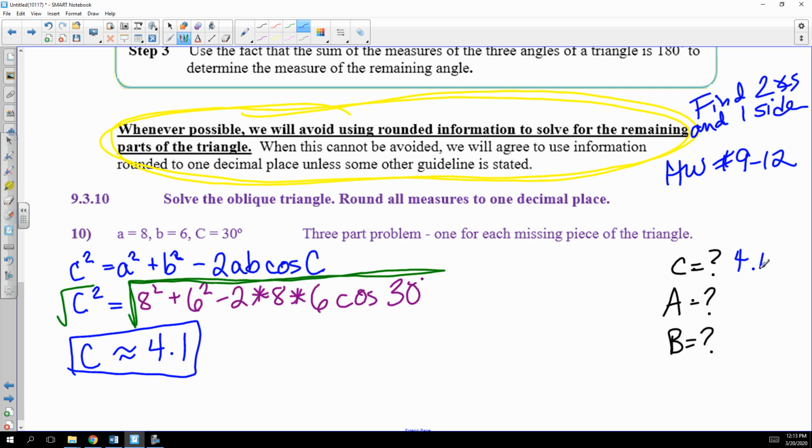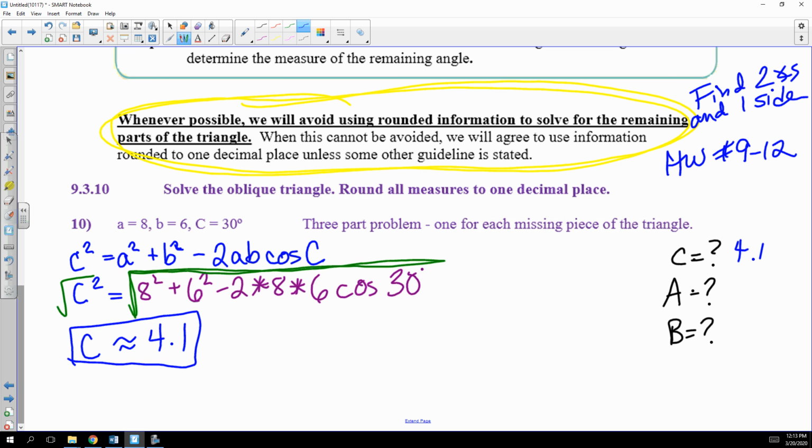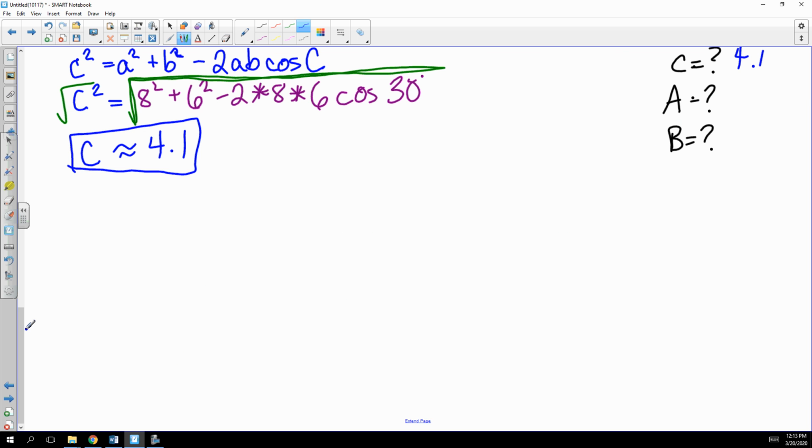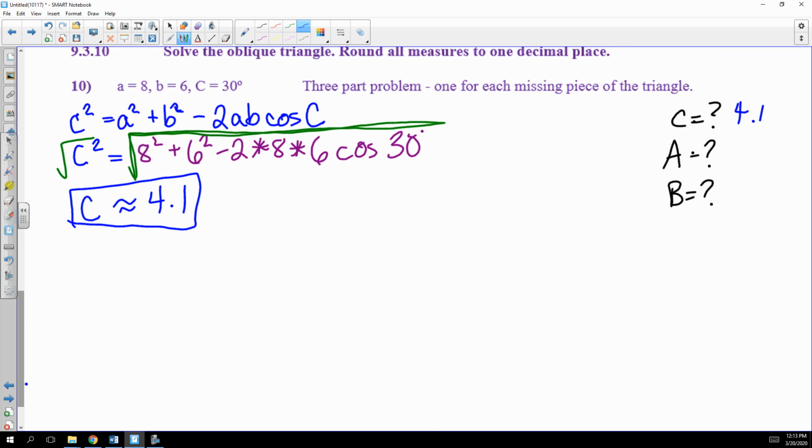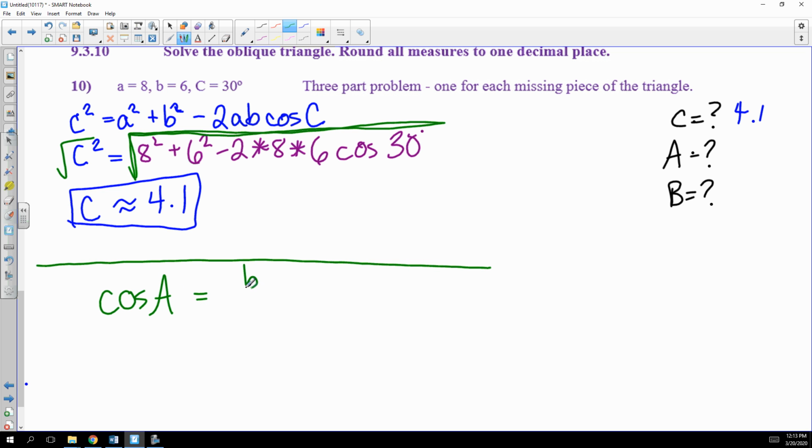Then we're going to try to find the measure of angle A. To find the measure of angle A, I'm going to set it up using one of the other formulas in the second box on that page. So I'm going to set that up like this. For the next piece, I'm going to say cosine of A equals B squared plus C squared minus A squared all over 2BC.